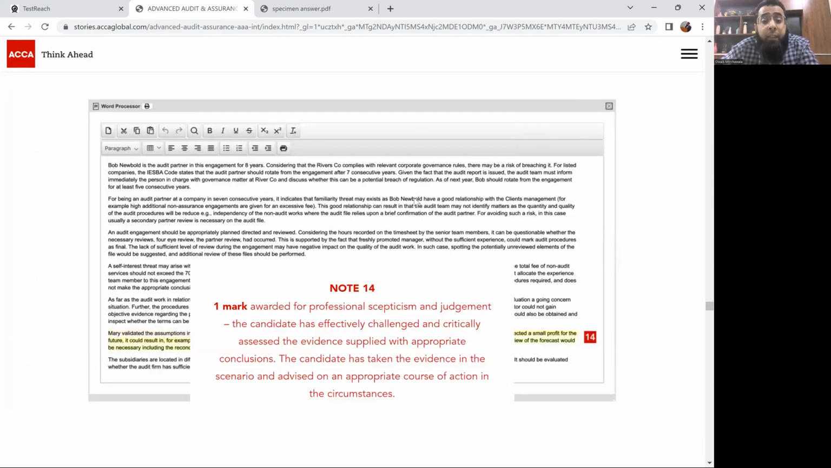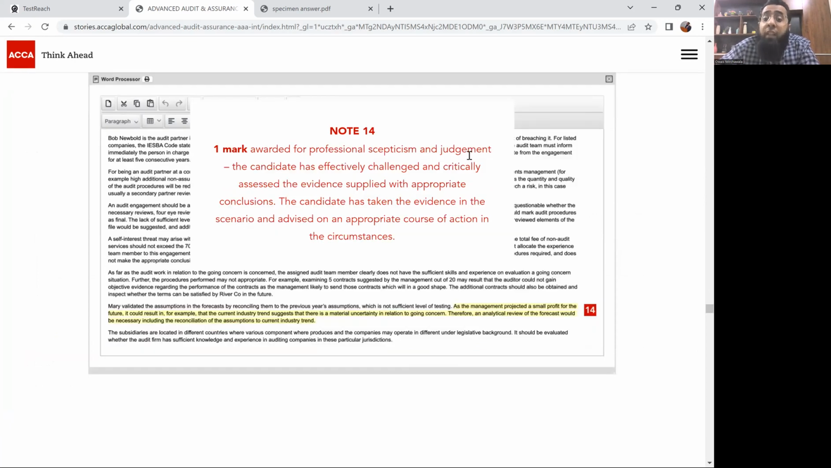Then 1 mark was awarded for professional skepticism and judgment. The candidate effectively challenged and critically assessed the evidence supplied with an appropriate conclusion. The candidate questioned the data, that Mary just looked at the past year. Mary should have looked at the industry data also. So 1 mark was awarded for it.